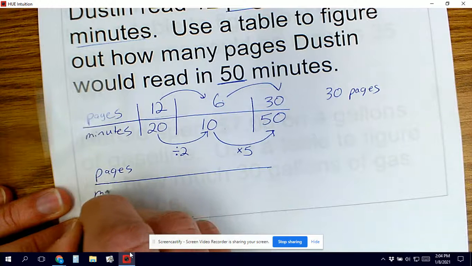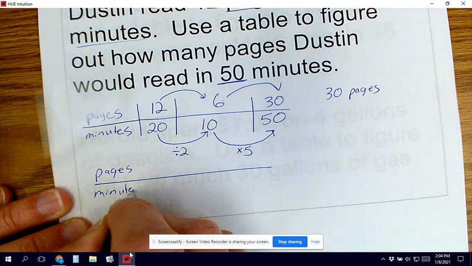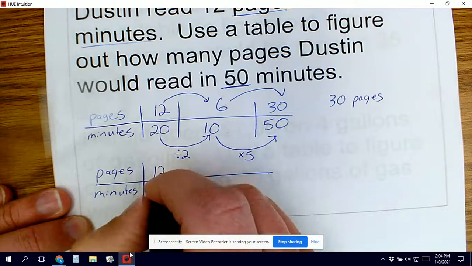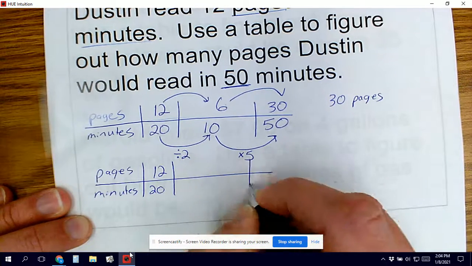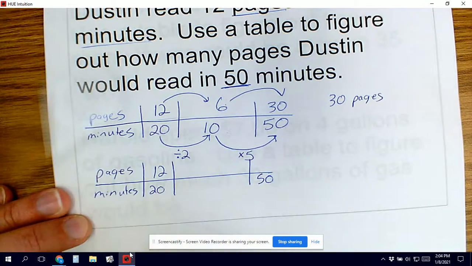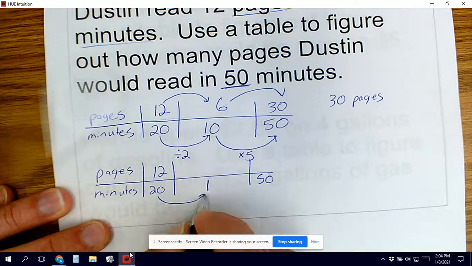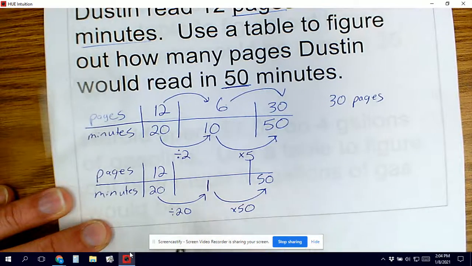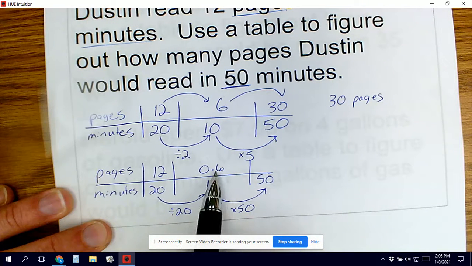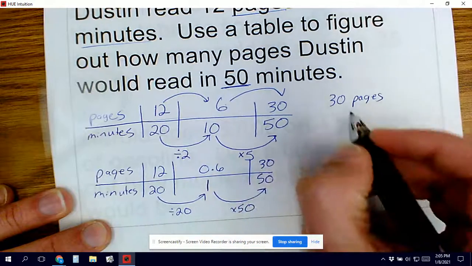Let's set up another table. Complete this problem another way. Another option, 12 pages in 20 minutes. Our goal is to get to 50 minutes. You can use unit rate if you want to. To go from 20 to 1 is dividing by 20. And to go from 1 to 50 is to multiply by 50. Up top, we're going to do the same thing. 12 divided by 20 gives you 0.6. And then we're multiplying by 50. 0.6 times 50, again, is 30, just like we calculated before.